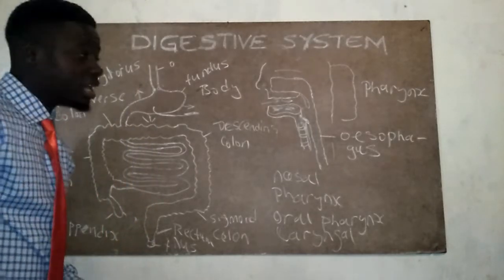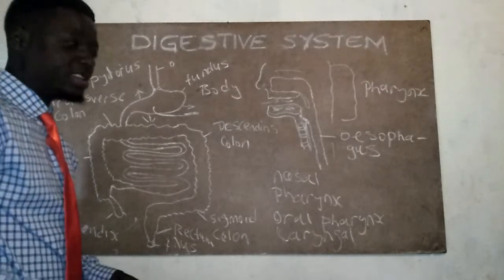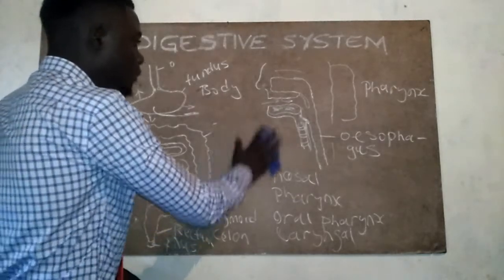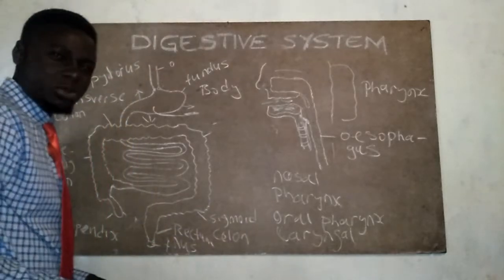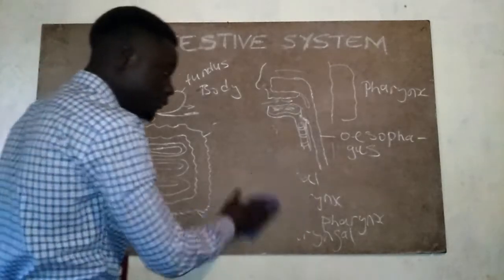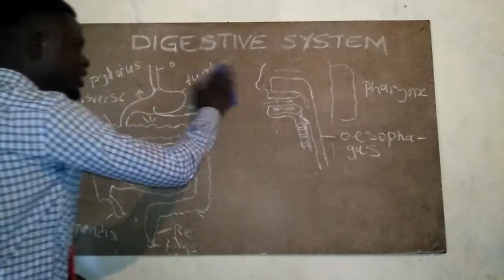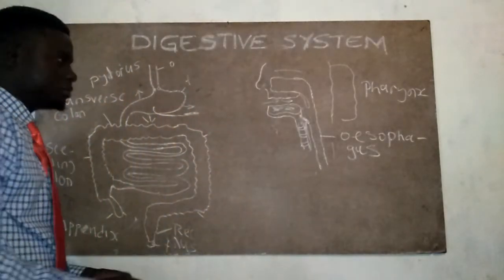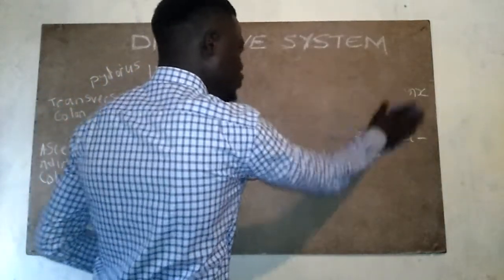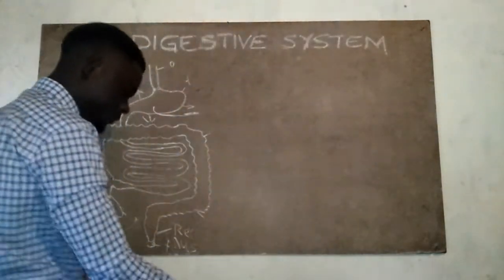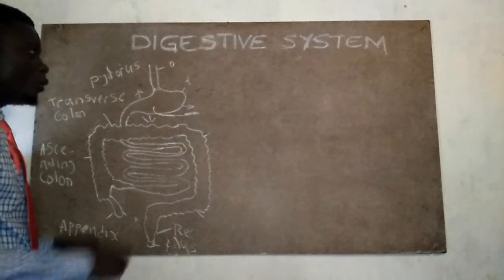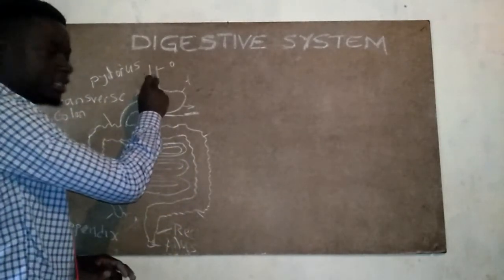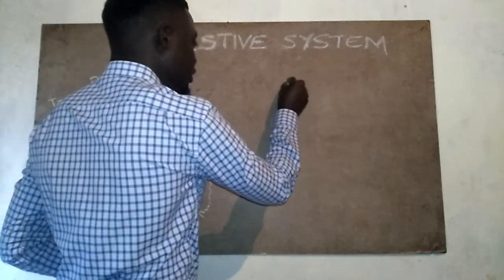Now, what we want to do is look at some of the accessory structures of the GIT. But before we do that, it's important to look at the structures of the GIT themselves, the GI tract, in a little bit more detail. So for example, we take the lumen of the GIT. We have the cross section of the GIT. So this is the GIT.